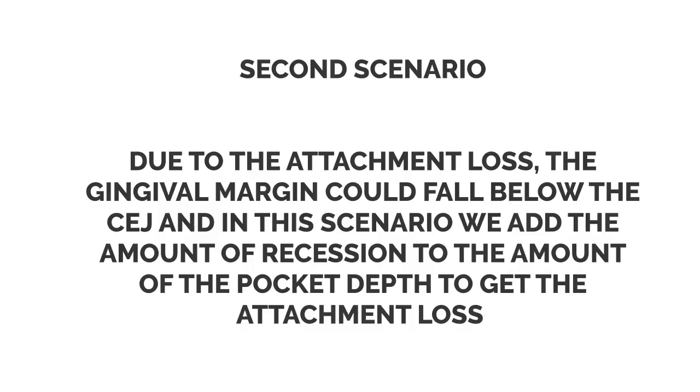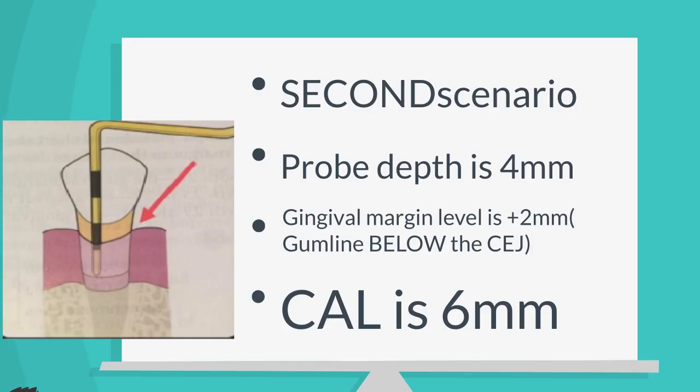Due to the attachment loss, the gingival margin could fall below the cemento-enamel junction, and in this scenario, we add the amount of recession to the amount of the pocket depth to get the attachment loss. Second scenario. Probing depth is 4 mm. Gingival margin level is 2 mm below the cemento-enamel junction, so add 4 and the 2 mm of the recession, and the clinical attachment level is 6 mm.